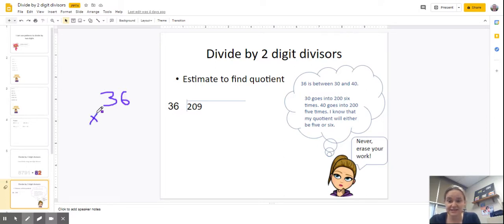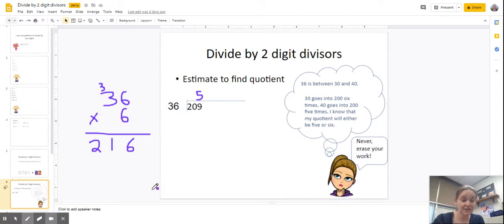So 36 times 6. Let's start there. Well, 6 times 6 is 36. Write the 6, carry the 3. 6 times 3 is 18, plus 3 is 21. Okay, so is this going to work? Because it's too big. It's bigger than my dividend here, so I know that my answer has to be 5.